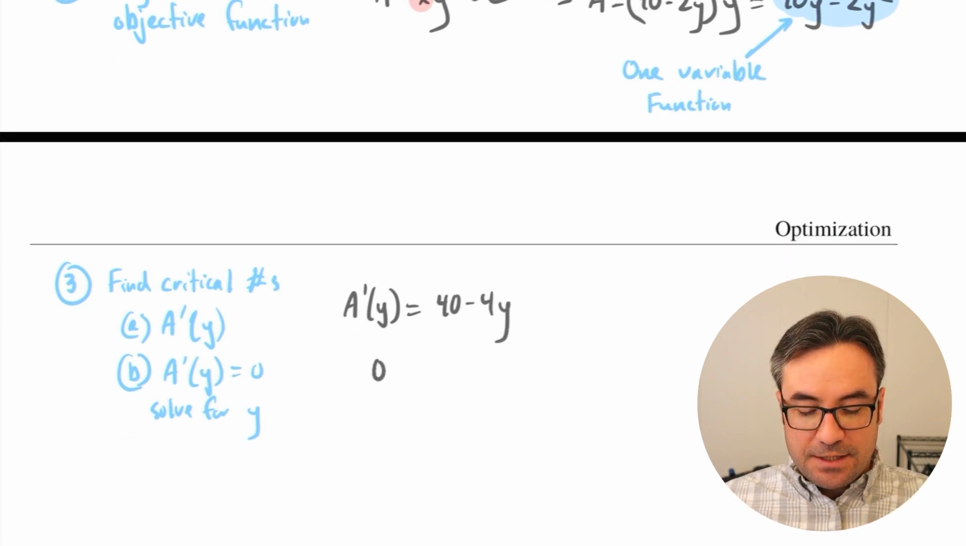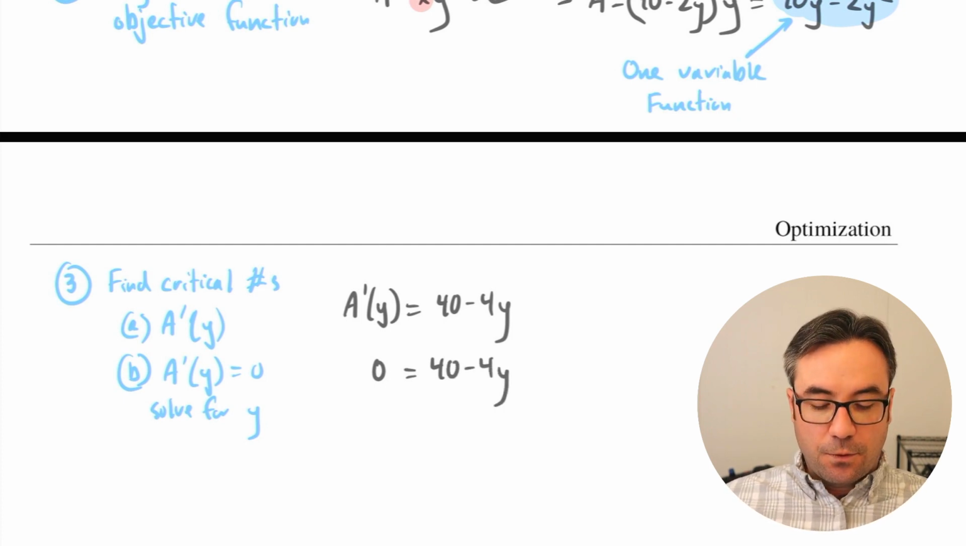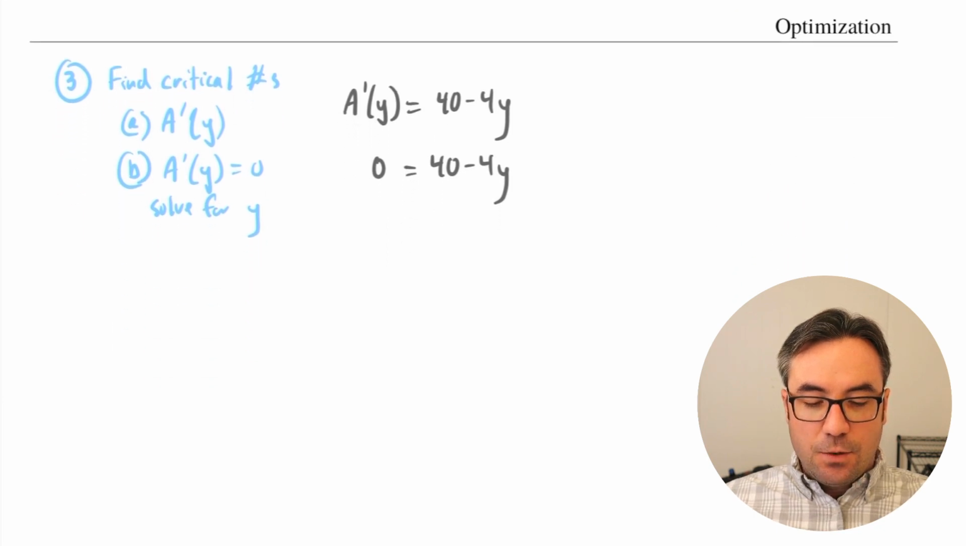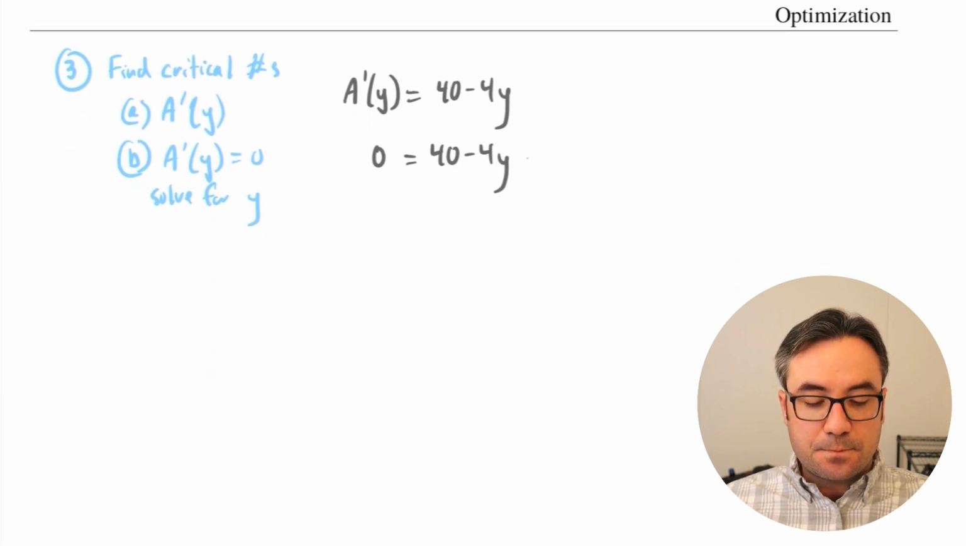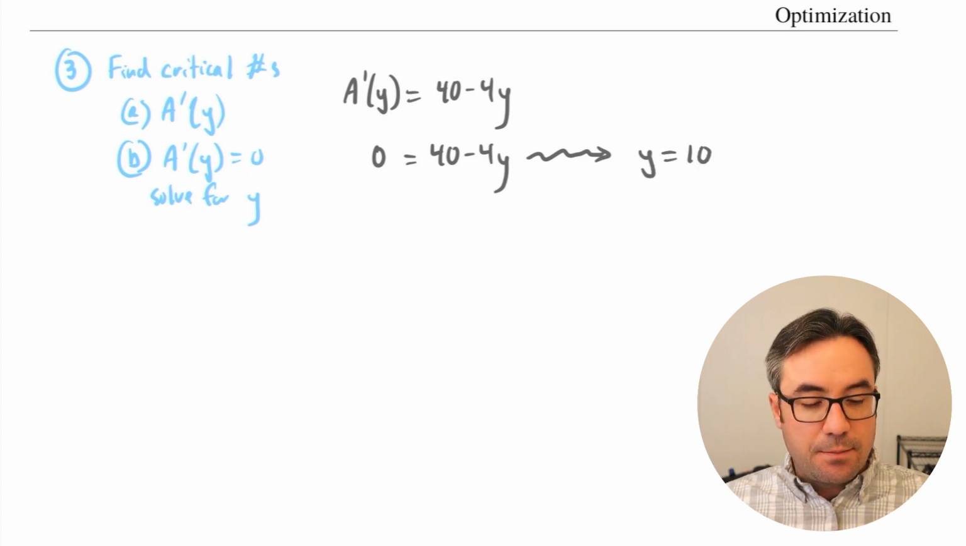Then we're going to set this equal to 0, and we're going to get an equation that we can actually solve for y. And so when we do this, we get y is equal to 10. And that's our critical number.